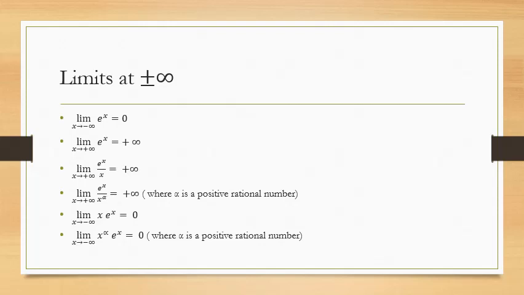The last limit: we can take only the limit as x goes to positive infinity of e power x, which is positive infinity, or the limit as x goes to minus infinity of e power x, which is 0. We can say that in calculating such limits, e power x takes over x.